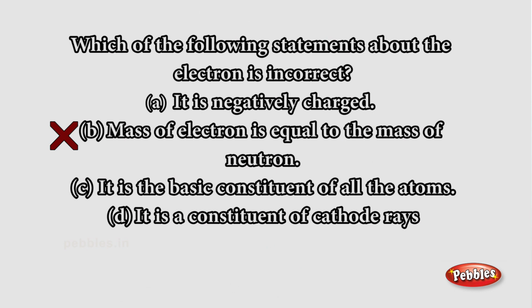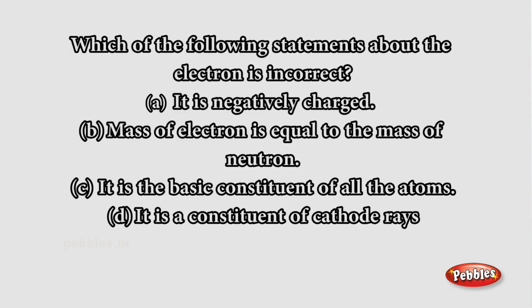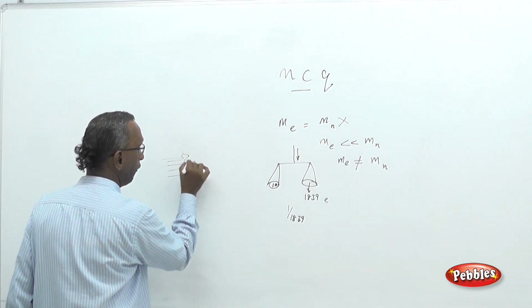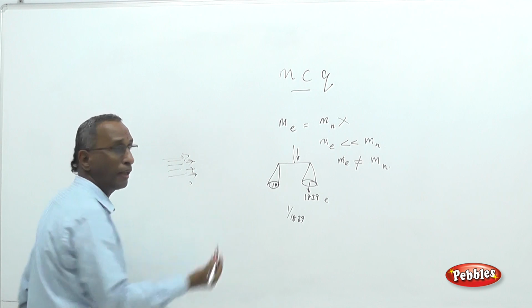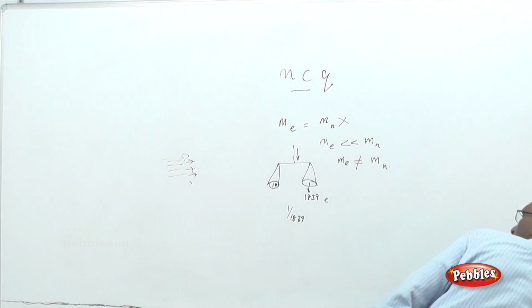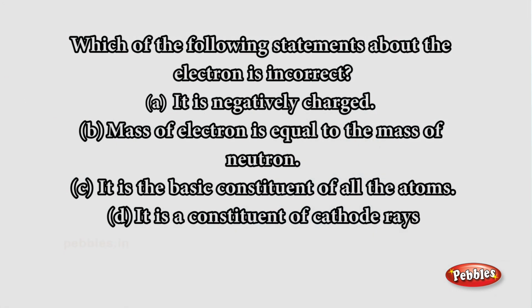Here itself we have identified the incorrect statement. For comparison, let us read and check the third and fourth statements. The third statement C reads that it is the basic constituent of all atoms. Any atom consists of the subatomic particle electron, so it is correct. The fourth statement says it is a constituent of cathode rays. Cathode rays are made up of negatively charged particles travelling in the form of rays. So A, C, D are correct, and the incorrect statement is B. That is to be noted.